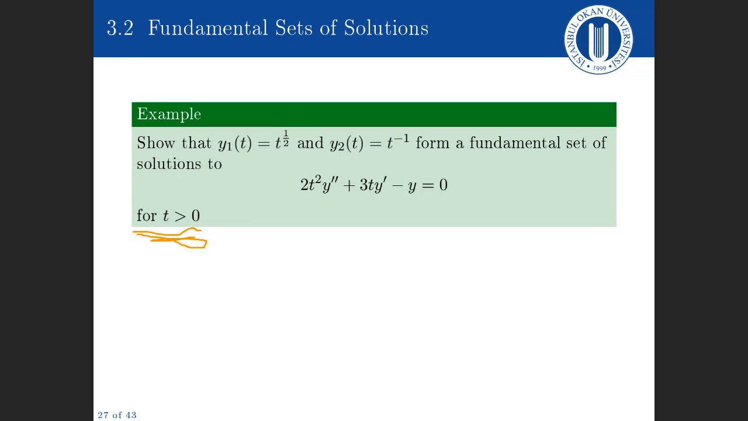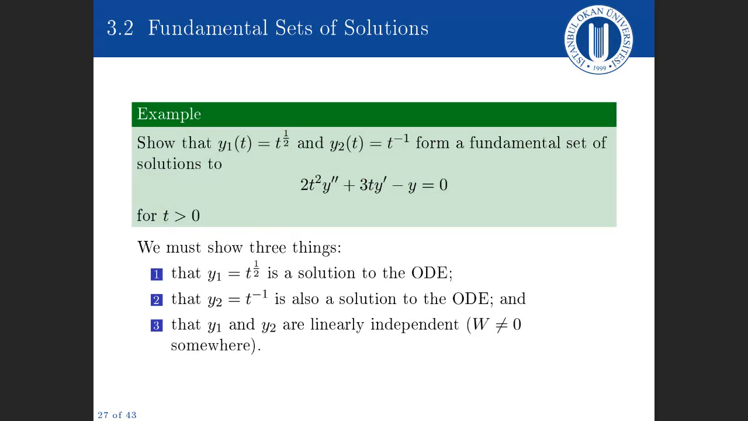To answer this question, we need to do three things. We need to show that t to the power of 1/2 is a solution to this differential equation. We need to show that t to the power minus 1 is also a solution to the differential equation. And we need to show that these two functions are linearly independent. In other words, we need to show that the Wronskian is not 0 somewhere. It doesn't have to always be non-zero, just needs to be non-zero at least one point.